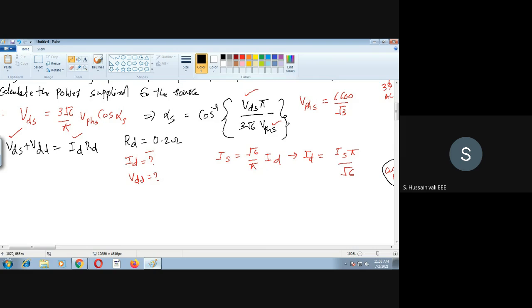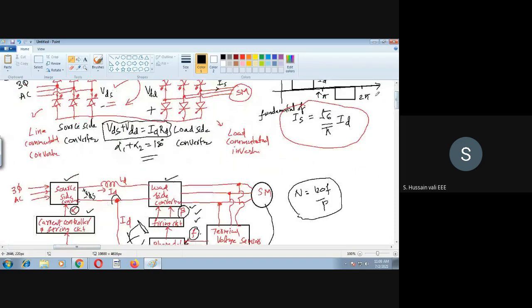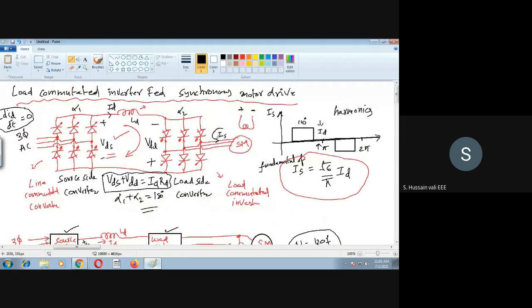Once again, to find out ID, what do I require? I require IS. What is IS? We'll just go to the circuit diagram. Everything is simple here. If you know the equations, it is very simple to solve. Here is IS. Yes. So we need to know this IS value. How to find out this IS value? What is the procedure to find out IS value?